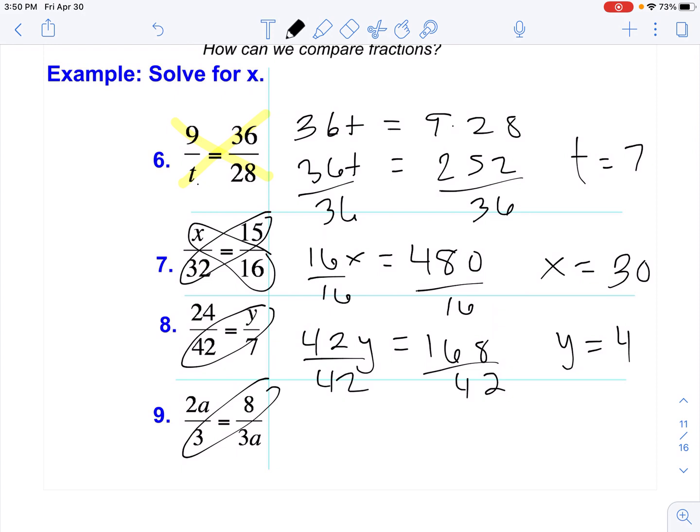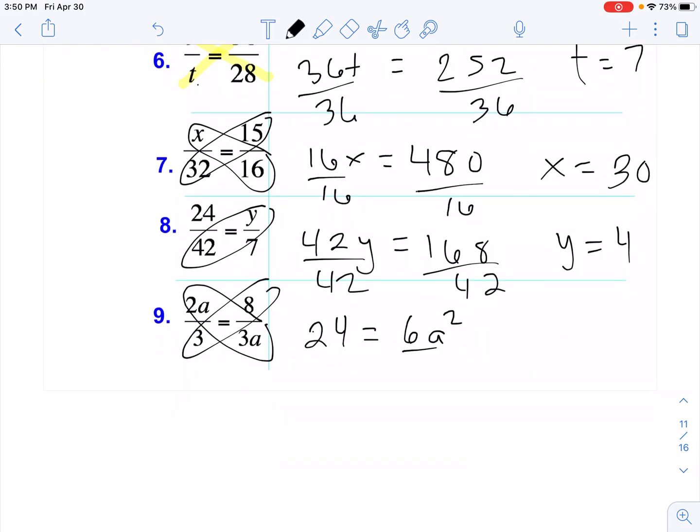This last one's a little tricky. 3 times 8 is 24. But when I multiply 2a times 3a, I get 6a squared. Divide by 6. I get 4 equals a squared. And then to get rid of the a, I take the square root. What number can I square to get 4? I could get 2 or -2. So 2 possible answers for that one.